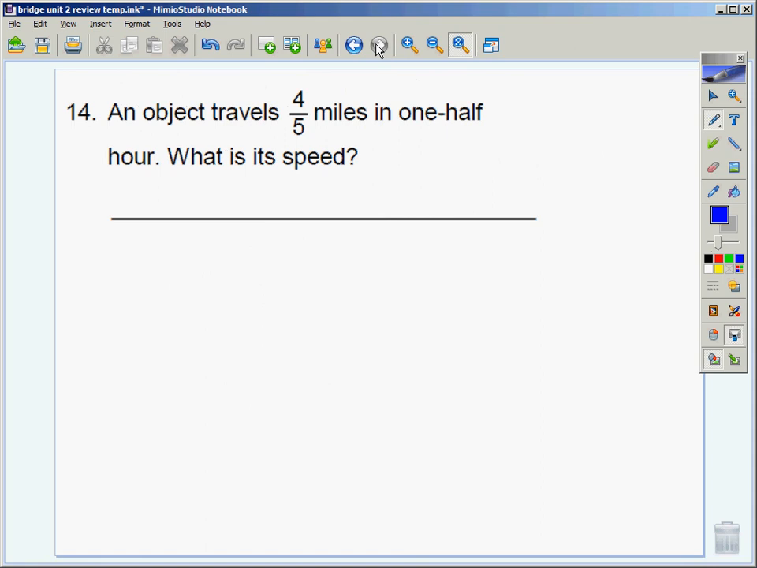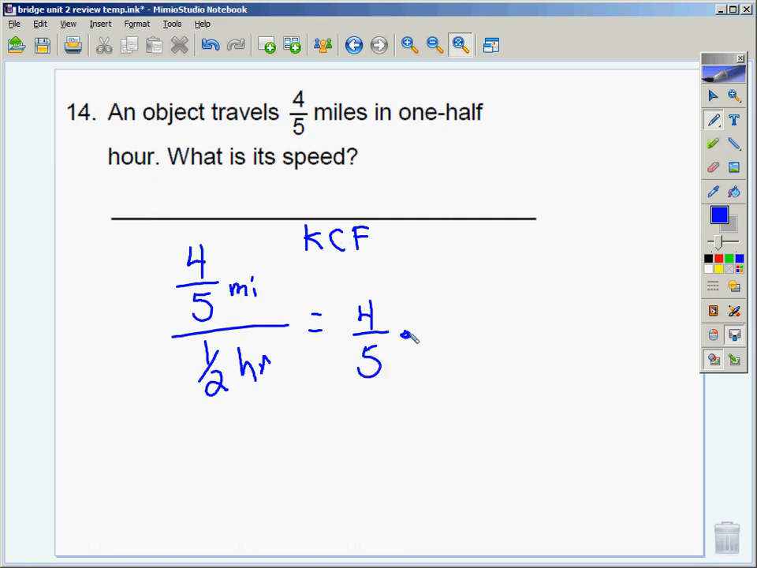Okay. Number 14. An object travels 4/5 of a mile in 1/2 of an hour. What's its speed? 4/5 of a mile, half of an hour. That'll give me miles per hour. What am I going to do with this fraction? Keep, change, flip. I'm going to keep the 4/5. I'm going to change the division to multiplication. I'm going to multiply by 2 over 1.